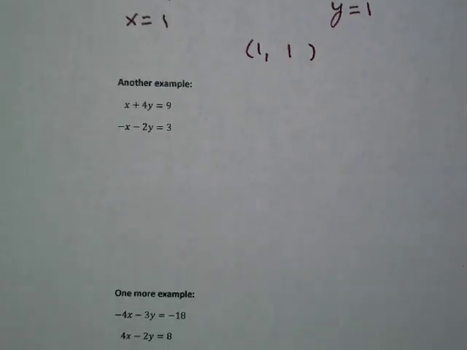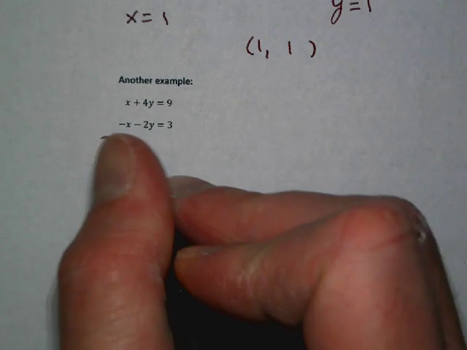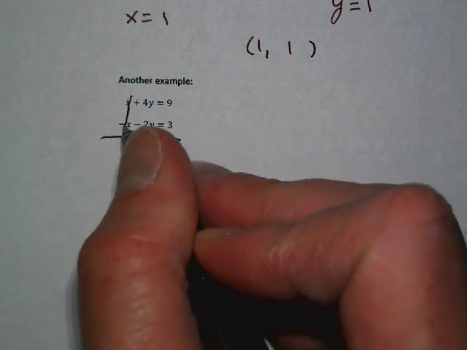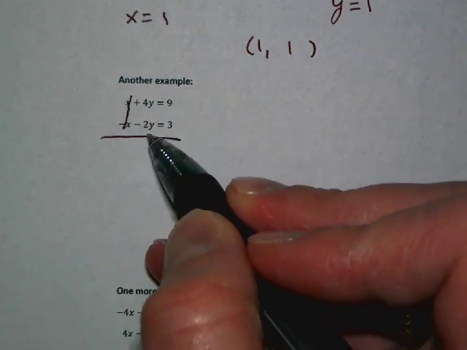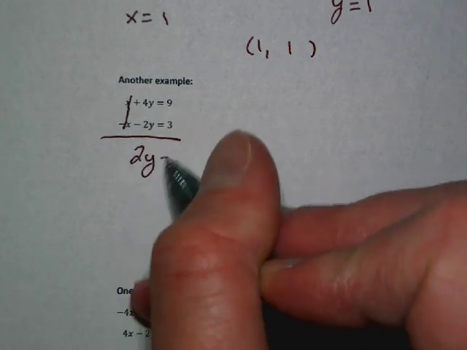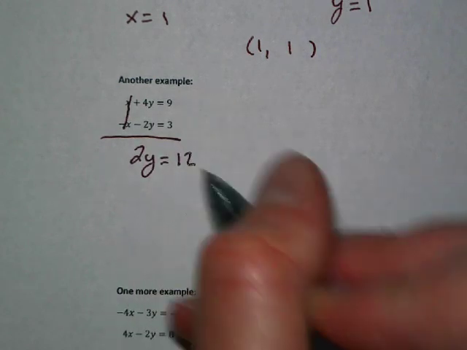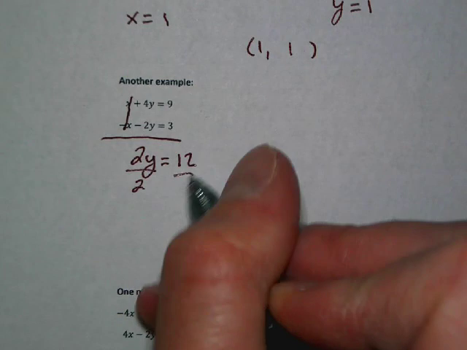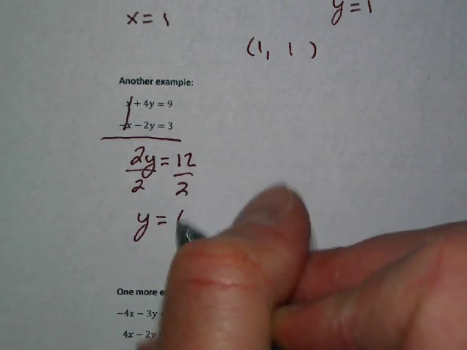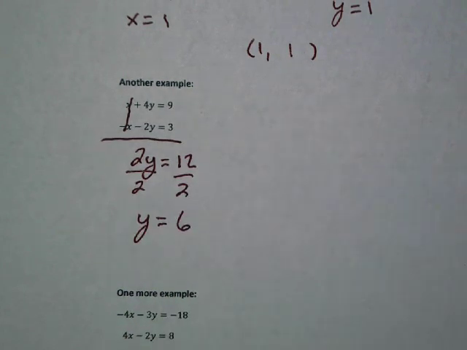Okay, two more examples of simple elimination. These are lined up. The x's cancel, positive x and negative x. 4y plus negative 2y gives us 2y. 9 plus 3 gives us 12. Then we can divide by 2, and we get y equals 6.